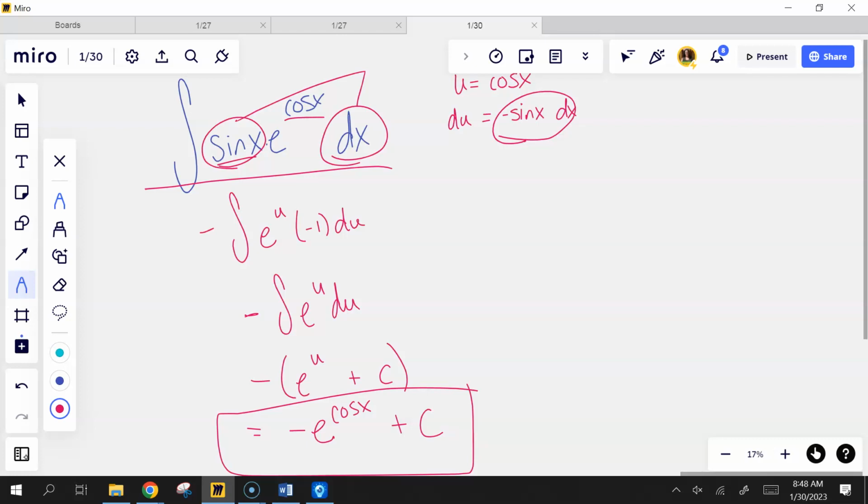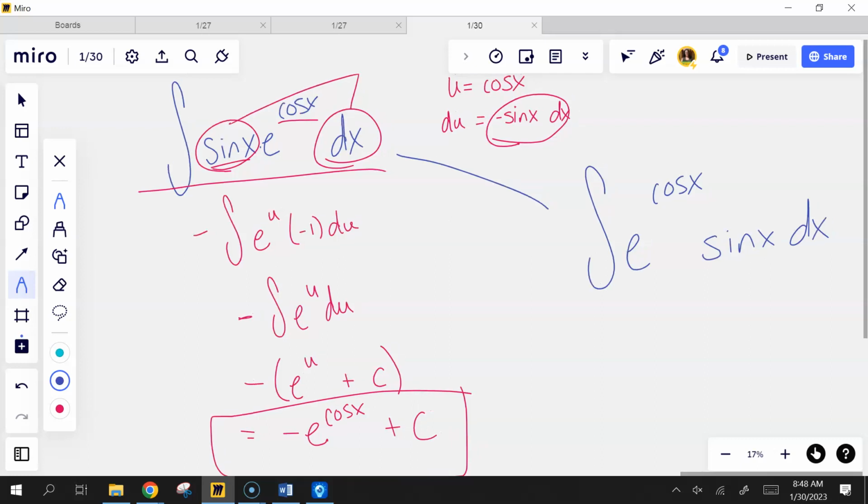Okay, so I kind of thought about it like this. This is the same thing. I'm just going to write it a little bit different. I'm going to write it here, times sine x dx. Agreed? Same thing, I just moved the multiplication around.